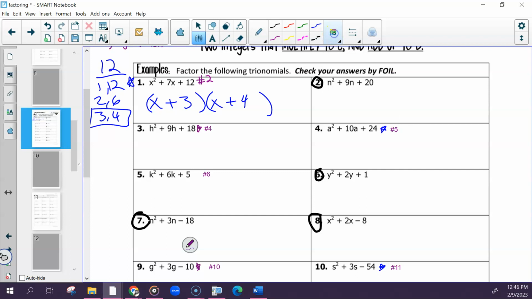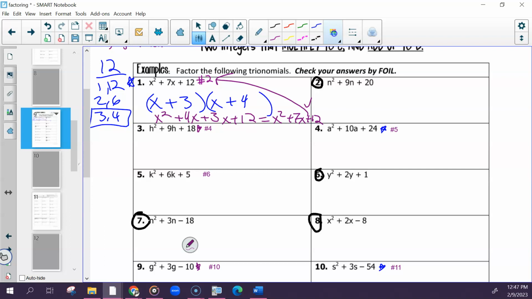If you wanted to check them, you could distribute it back out like we have been doing. So x times x would give us x squared. X times 4 would give us 4x. 3 times x would give us 3x. And 3 times 4 would give us 12. And then if we combine our like terms, the 4x and the 3x, we would get the 7x. Which was our original, so that works. The check process is not necessary, just if you want to see, did this work? Really for when we get into the negatives, that would be a good way to check yourself.